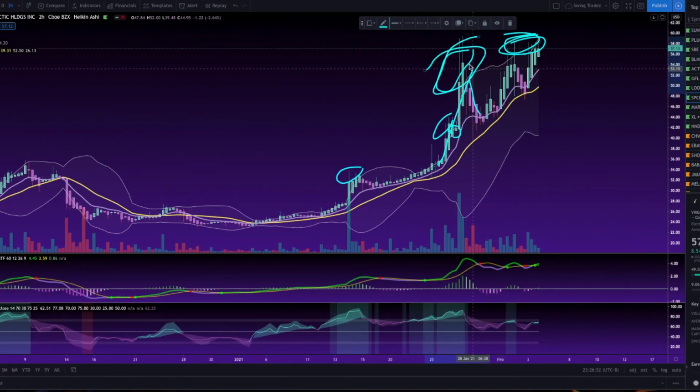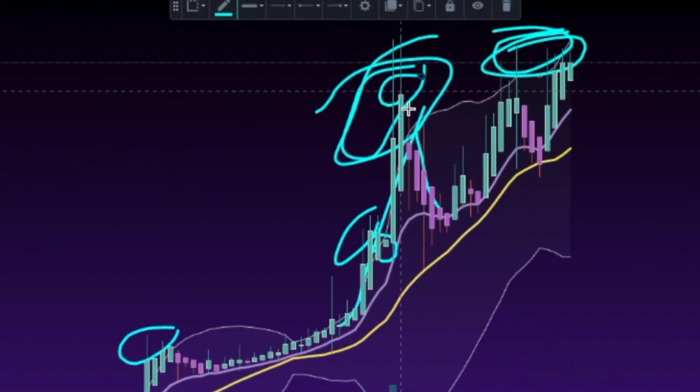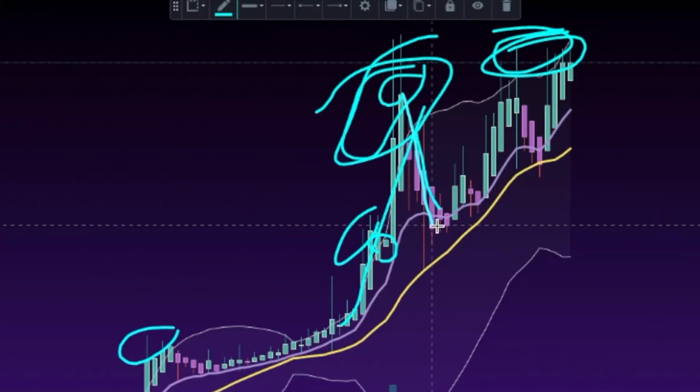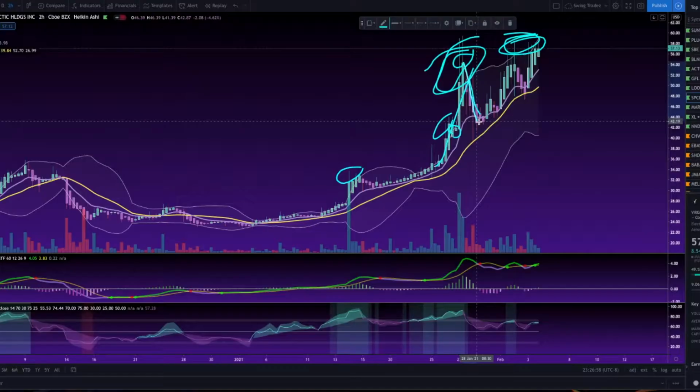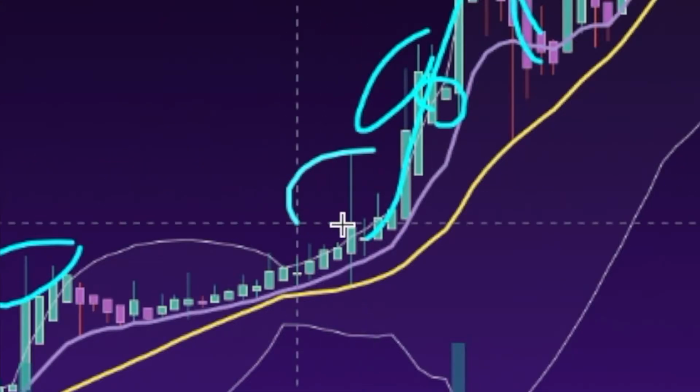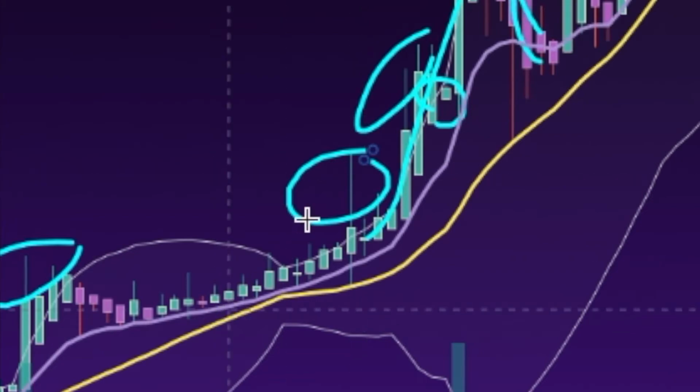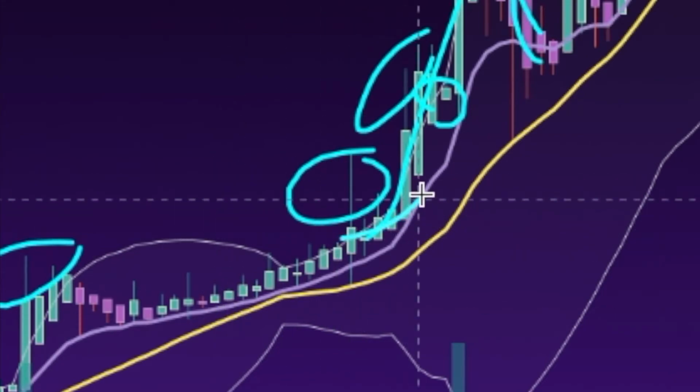If you buy here, you would have had a nasty little dip here, then you probably would have panic sold and freaked out. Oh my god, my profits. So keep that in mind. It's a good rule to follow. Again, here is a good example. It got overextended, quickly went back down within the Bollinger Bands.